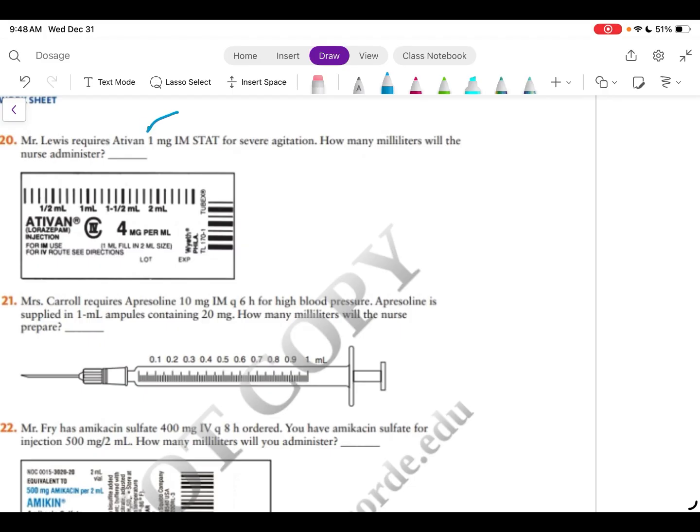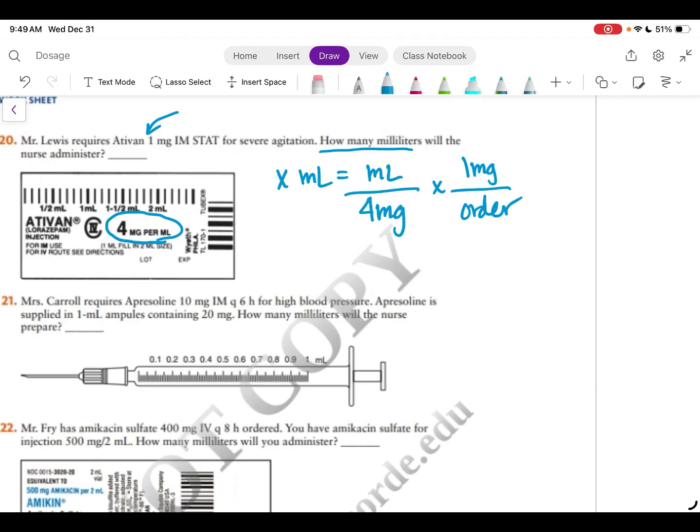You have an order for Ativan 1 milligram stat. How many milliliters are you going to give? Right. You have right here 4 milligrams per milliliter. That's your dosage. So set it up as we have been. Right. So 0.25.